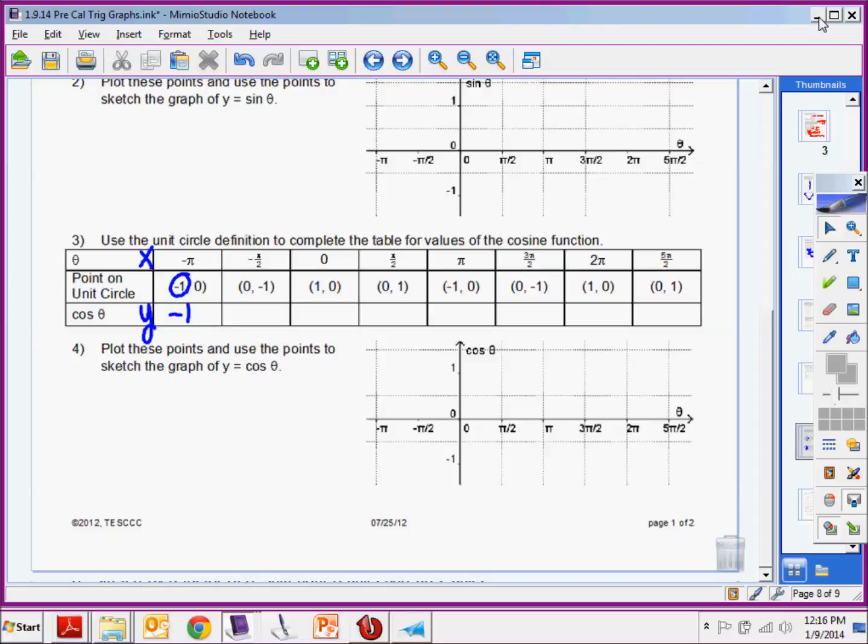So make sure your team completes 1 through 3 and completes your problem. I'm going to give you about 5 or 10 minutes, and then we're going to present.